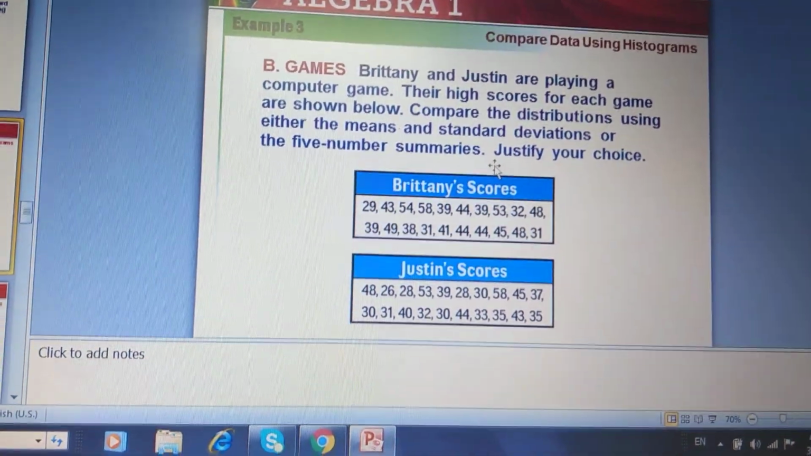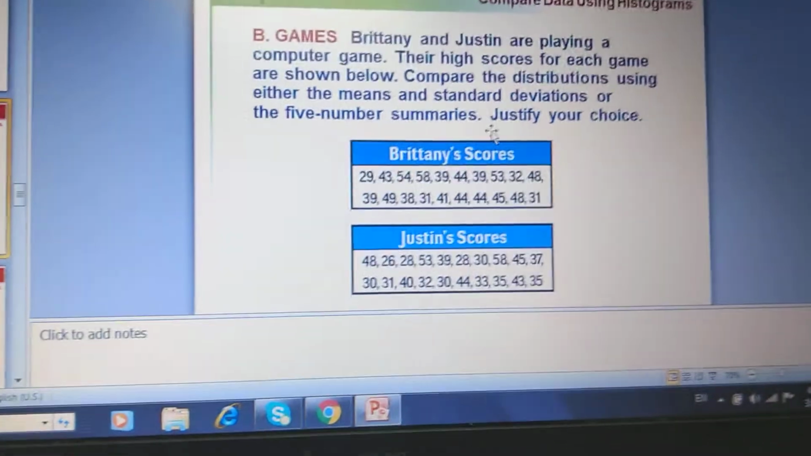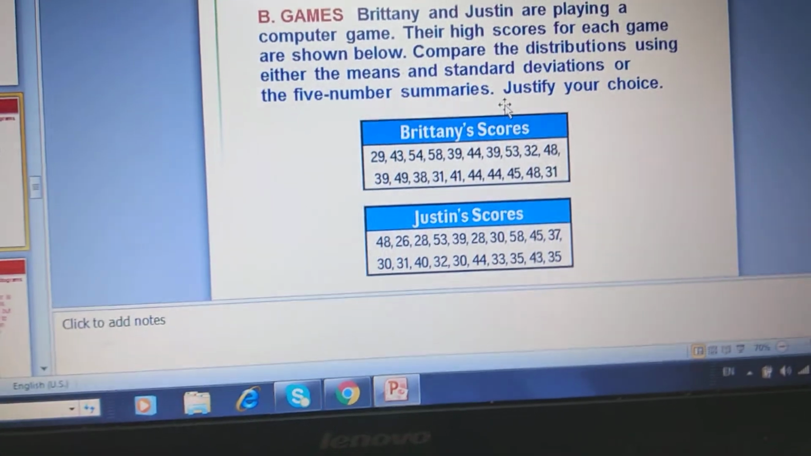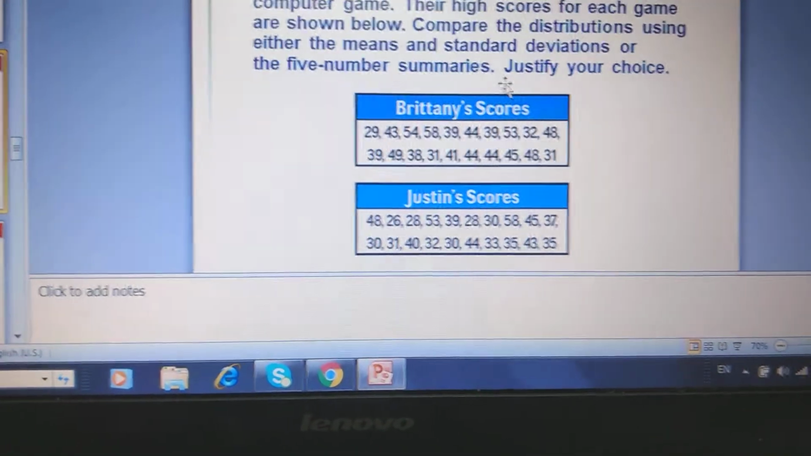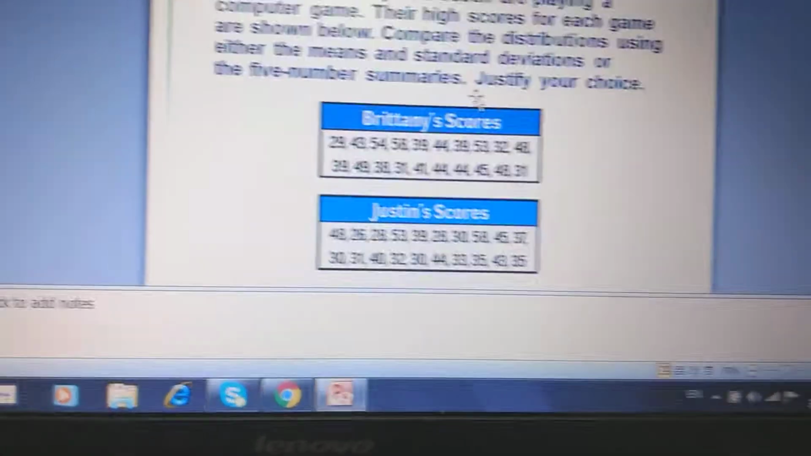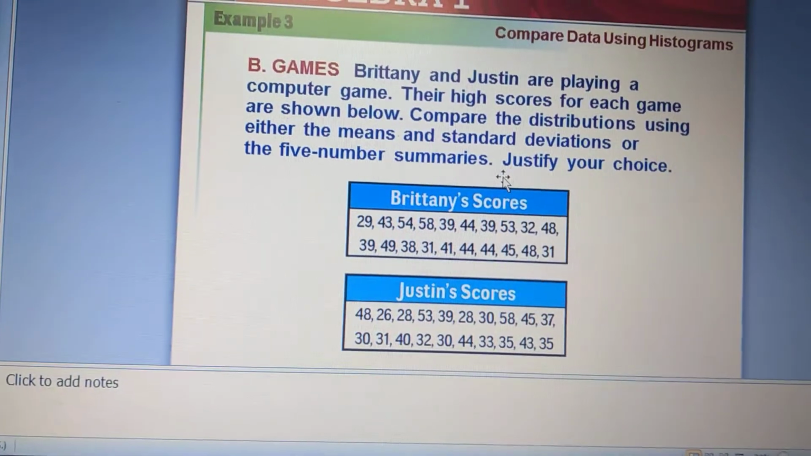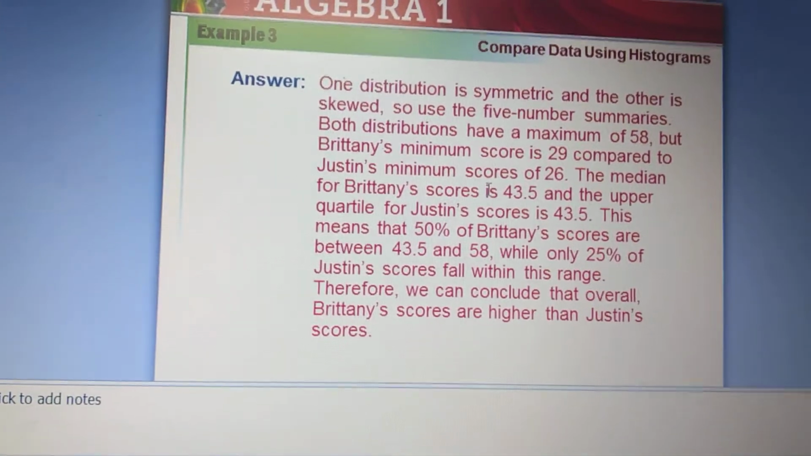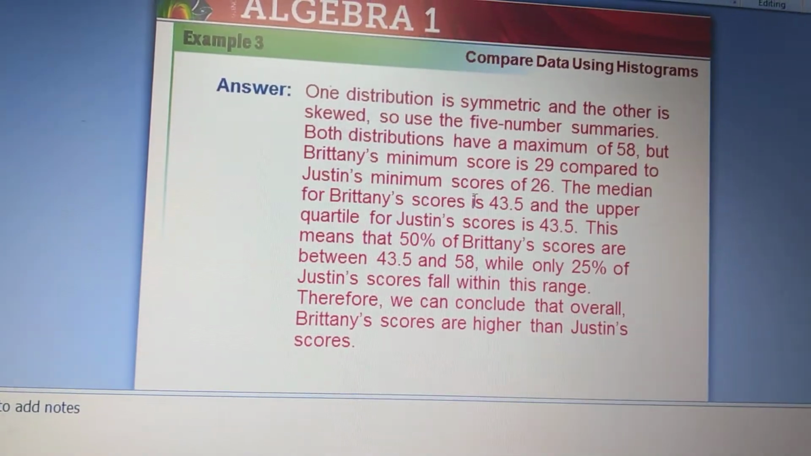Here, how we compare data using a histogram. Of course, this point we studied before. You have to take the two tables, Brittany's scores and Justin's scores, and make a histogram for each data set. After you get the two histograms, you are going to compare between them. This is the answer here.